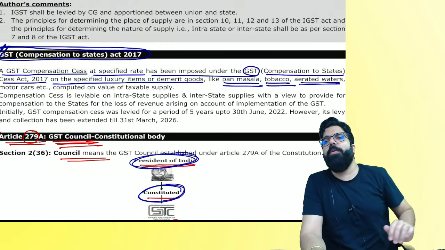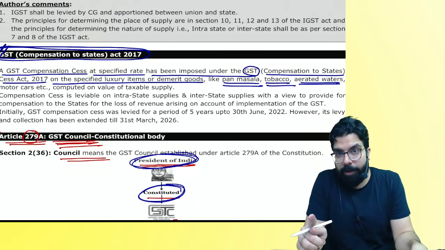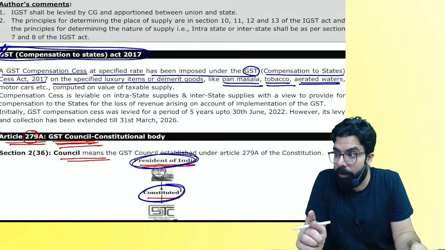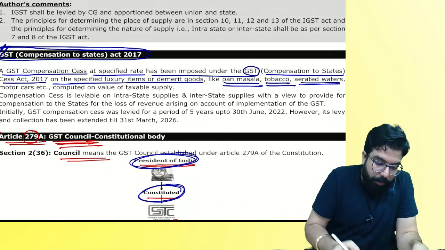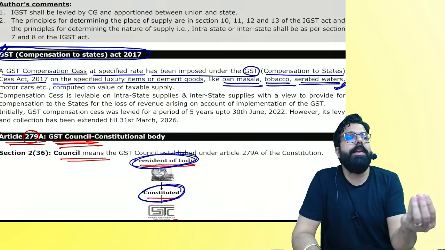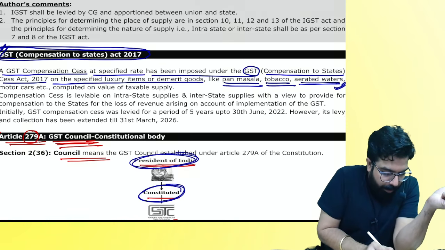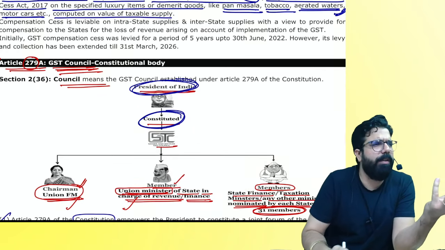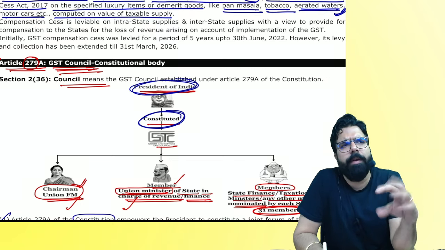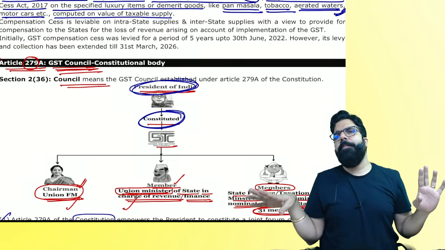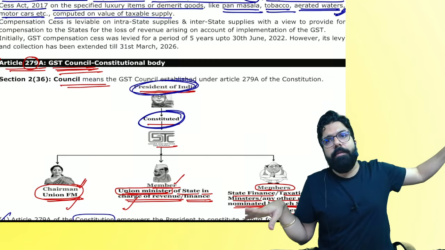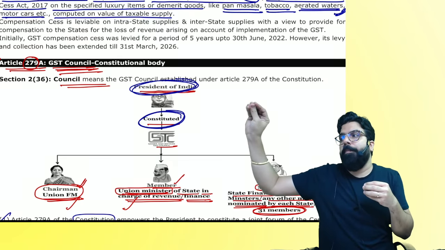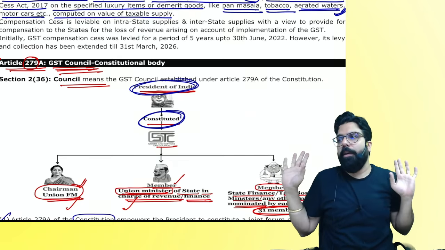What is aerated water, everyone? Carbonated drinks, cold drinks, etc. Next, motor cars, and it will be computed on the supply. Whatever is the value of the supply, on that they will calculate. So now what will the government do, everyone? Whenever they are selling a car, they will collect cess. And cess will be given to whom? The state, whichever state is having a loss.